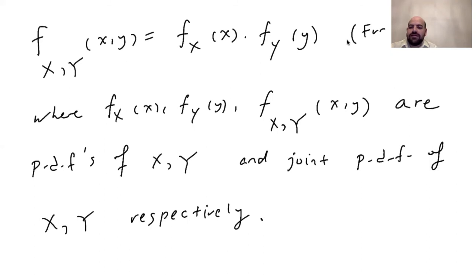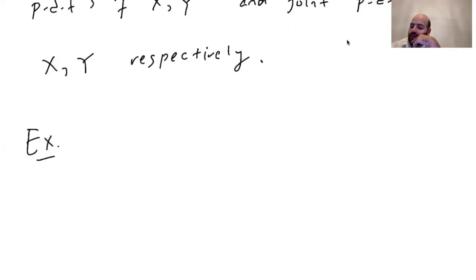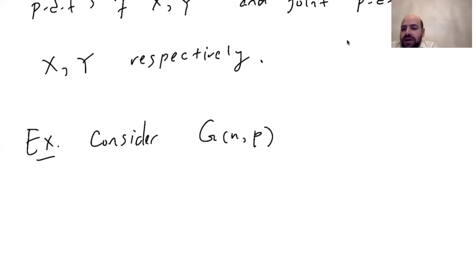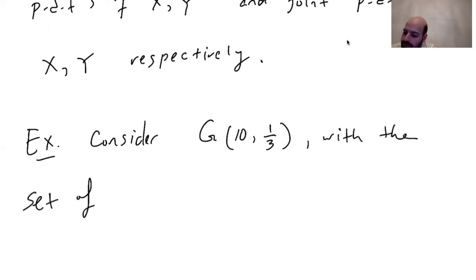Okay, now let me give you a relevant example, an example that is very much related to our course and in particular what we want to do today. For example, let's consider G of n and p. Again, I remind you one more time, G of n and p means the random graph with n vertices and edge probability p. Or let me give you a specific one, let's say G of 10 and 1/3, for example. Just work with specific numbers. With the set of vertices, let's say capital V equals V1 to V10.